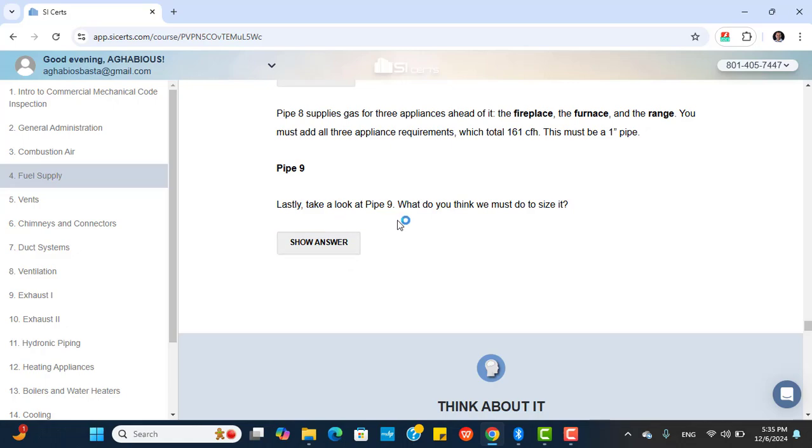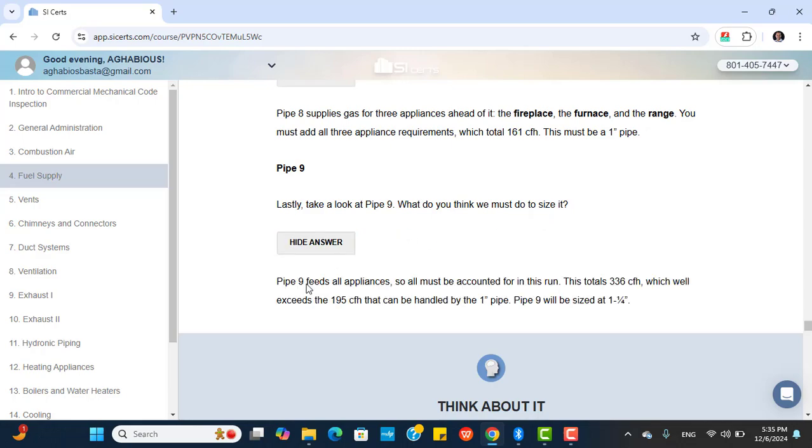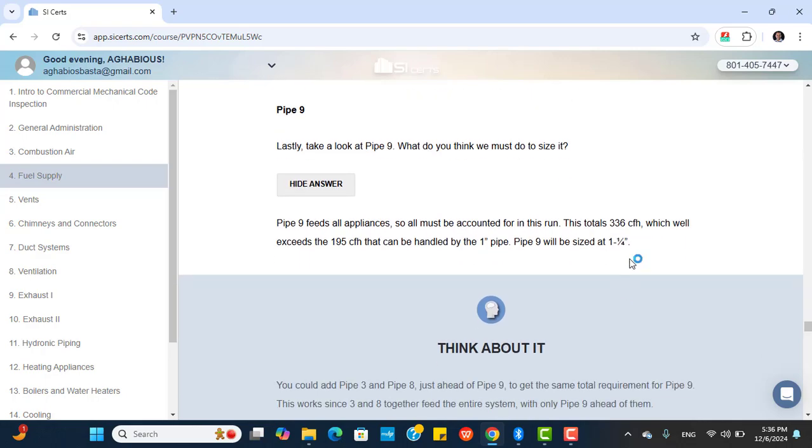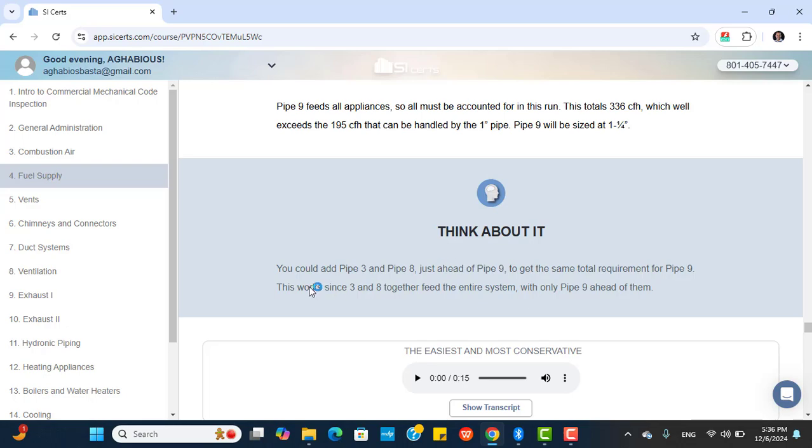Lastly, take a look at pipe 9. What do you think we must do to size it? This pipe 9 feeds all the appliances, so they must be accounted for in this run. The total is 336 CFH, which exceeds the 195 CFH that can be handled by the 1-inch pipe. Pipe 9 will be sized 1¼ inch.